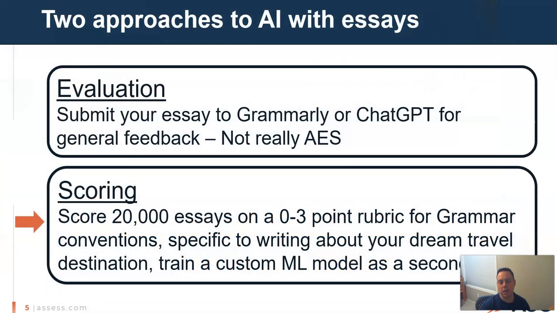So I'll talk here a bit about automated essay scoring and how it actually works. There's two approaches conceptually about how you want to deal with essays using AI. One is evaluation. So you can think of this as taking a single essay and submitting it to something like Grammarly or ChatGPT and asking it for general feedback. You know, how is my essay? How is my grammar? Or something like that. And it will provide you with that, but it's not truly scoring you.